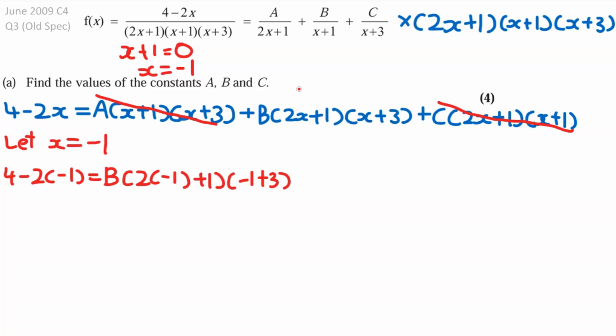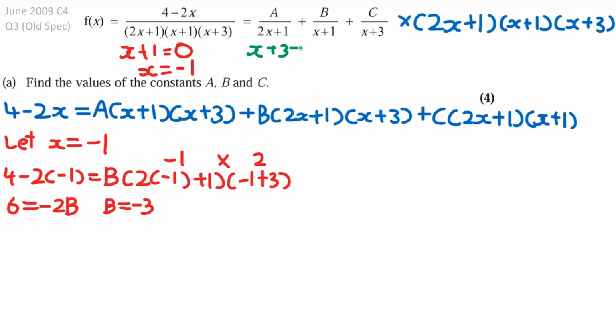So if we sub in x is equal to minus 1, we're going to get this here. And then we can simplify this because minus 2 multiplied by minus 1 is 2, and then 4 plus 2 is 6. And then this bracket here, if you do the maths, is going to simplify to minus 1. And this bracket here is going to be 2, and then minus 1 times 2 is minus 2. So it's minus 2B, like this here, and then divide both sides by minus 2 to get that B is equal to minus 3. So we found the value of B. So now what we're going to do is make this bracket here, this x plus 3, equal to 0.